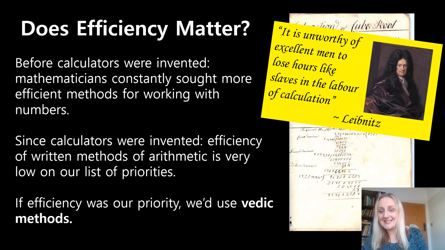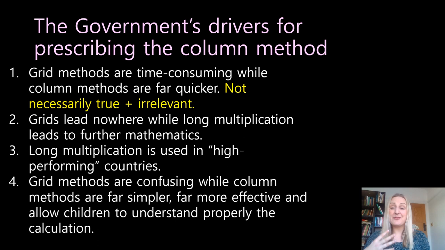So our drivers for prescribing the column method, our list of four things for what the government said were their reasons for doing this. Our first one, efficiency. I'm saying I'm not sure it's true. I'm not convinced that the column method is quicker than the grid method, at least not significantly so. And also, I think it's irrelevant. Who cares about efficiency?